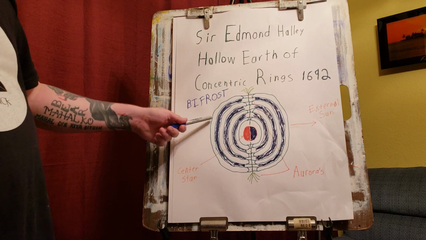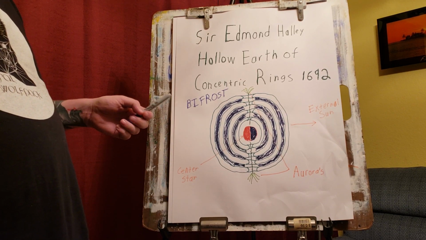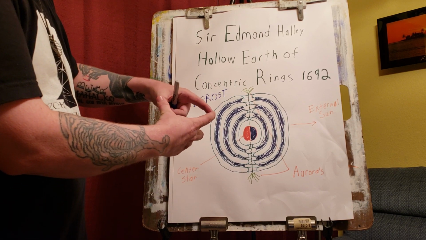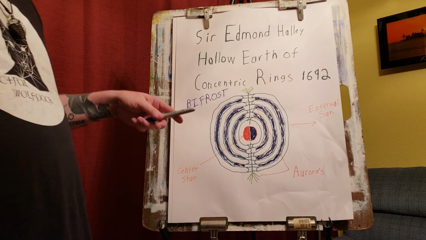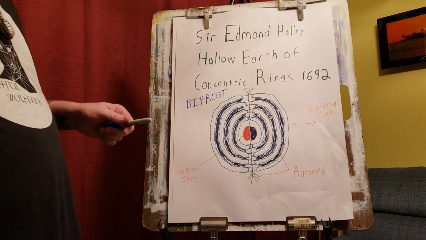But yeah, if you see the thumbnail on this, I have a Russian nesting doll. That's a good way to look at it. Or if you took an onion and you sliced it and you took out every other ring, that would be a cross section of Halley's Hollow Earth hypothesis.